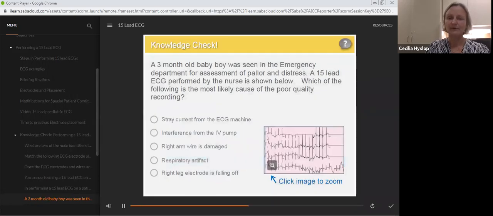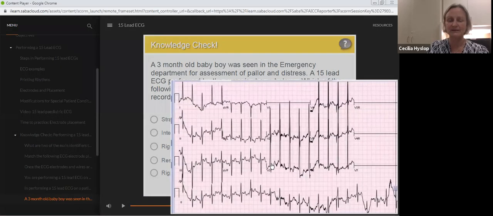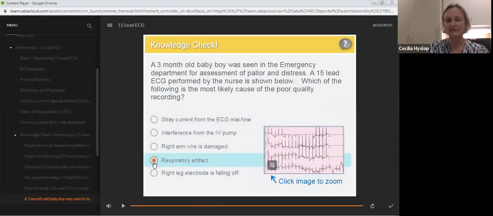A 3-month-old baby boy was seen in the emergency department for assessment of pallor and distress. A 15-lead ECG performed by the nurse is shown below. Which of the following is the most likely cause of this poor quality recording? Stray current from the ECG machine, interference from the IV pump, right arm wire is damaged, respiratory artifact, or the right electrode is falling off. So I'm going to show you a closer look at the ECG. You can see all of this baseline sway, which is most likely related to the fact that this patient is breathing. So it's a respiratory artifact.